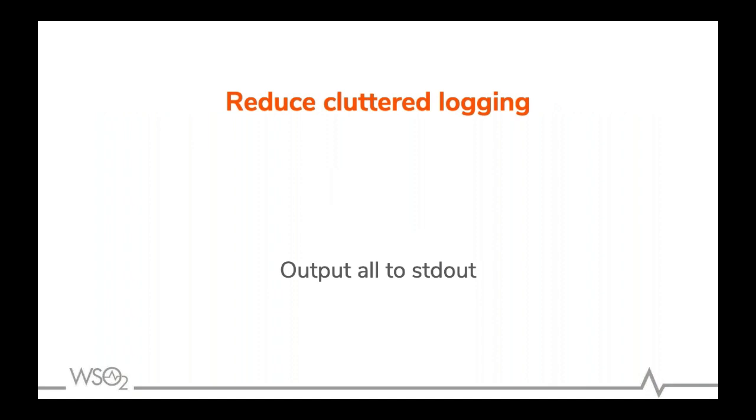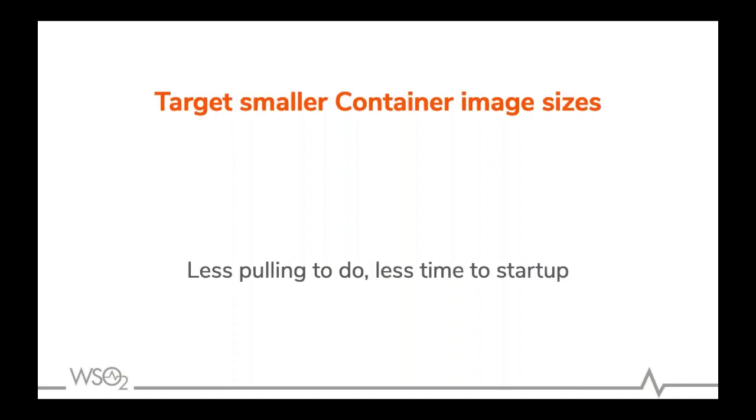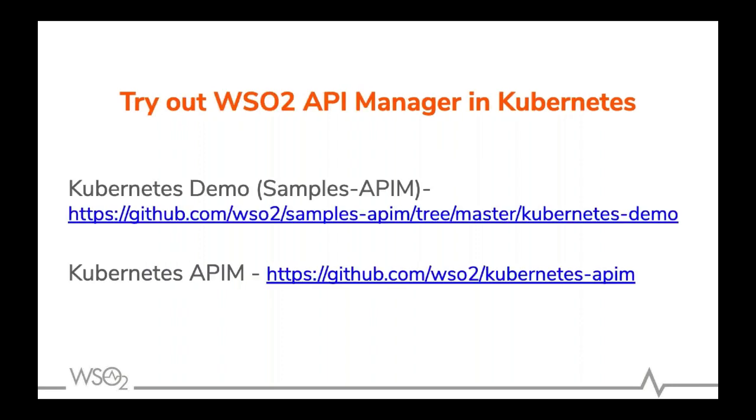Always send your logs to STDOUT and reduce cluttered logging. You can use centralized logging to collect your logs as well. And you should target smaller container image sizes, as this means less pulling and less time to start up. In WSO2 also, we have made a massive effort to reduce the container image sizes, and going forward we'll be utilizing it more and more. So that's about the best practices.